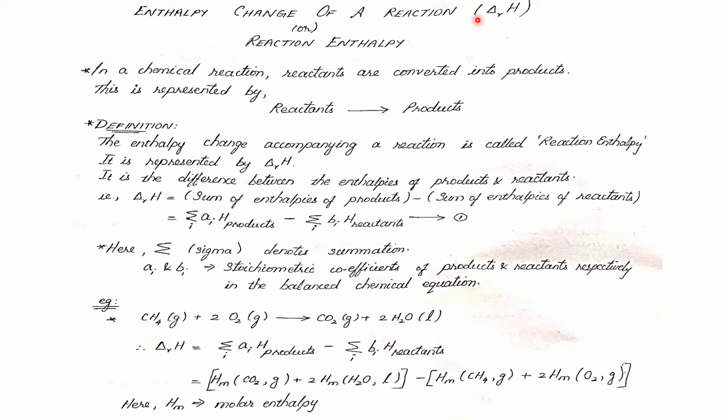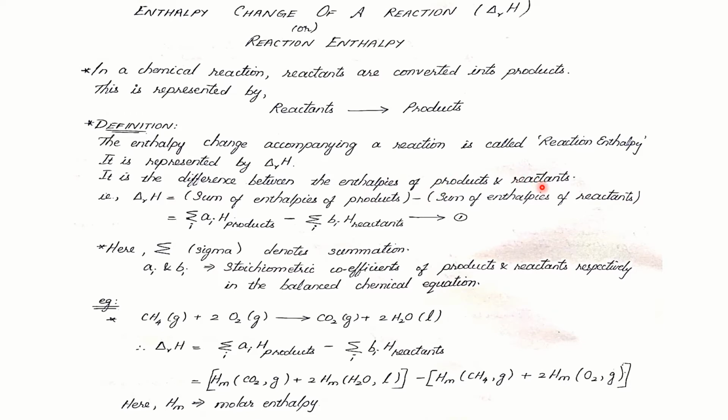Enthalpy change of a reaction, or reaction enthalpy. In a chemical reaction, reactants are converted into products and it is written simply as reactants giving products. Now, what is the definition for reaction enthalpy? It is simply the energy change or the enthalpy change that accompanies a chemical reaction. It is represented as delta H with the subscript R. Enthalpy of a reaction is nothing but the difference between enthalpies of products and reactants.